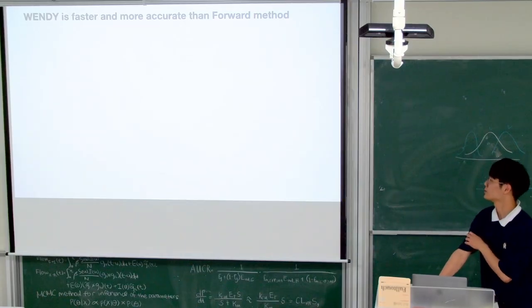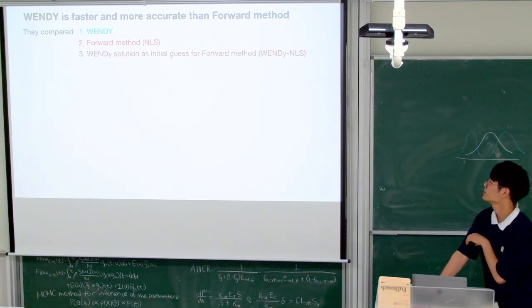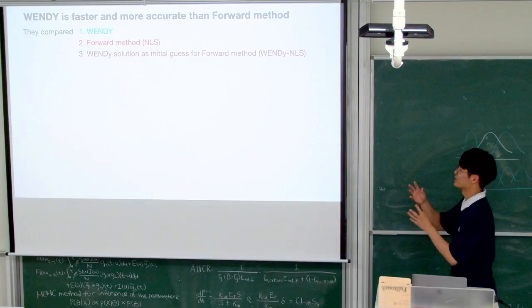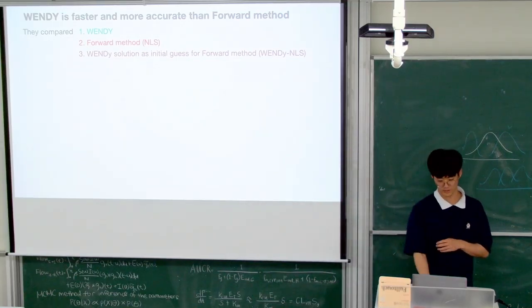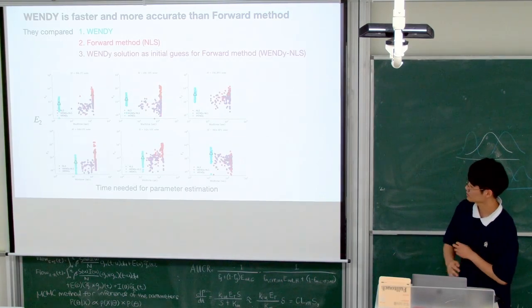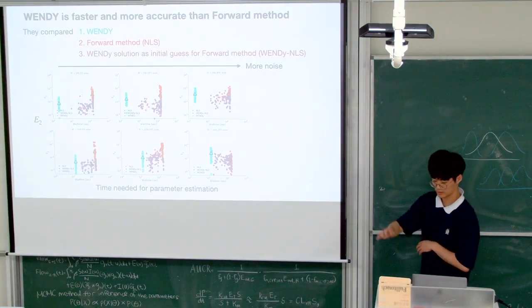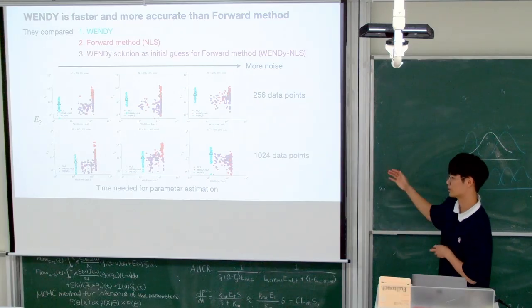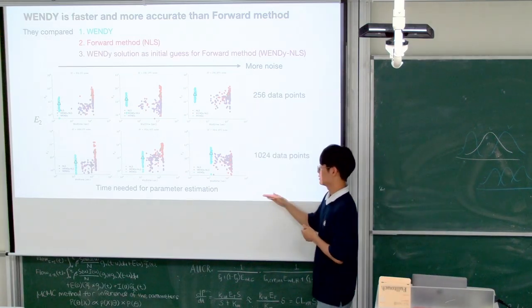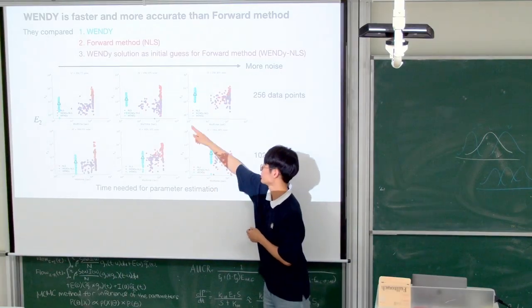And okay, this is the final part of this slide. They compare first WENDy and just the forward method we introduced previously. And they also made a hybrid method, which takes the WENDy solution as the initial guess for the forward method. In this one, they simulated with more noise. The first row was shorter data and the second row more data points. And these axes are computer time, and these axes are error.